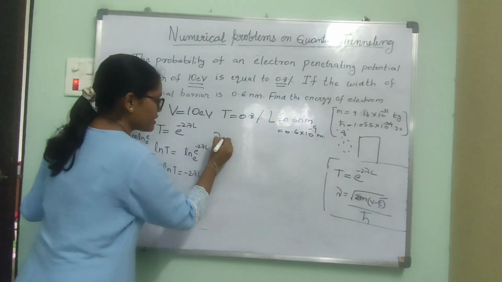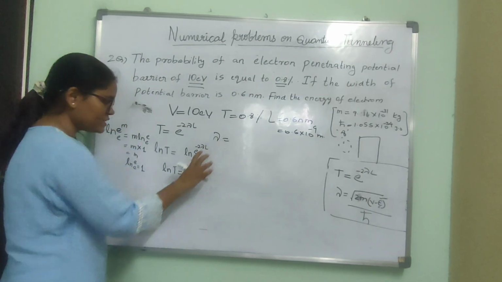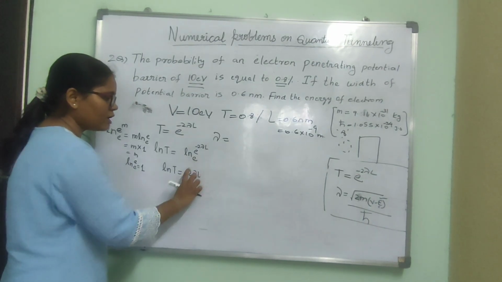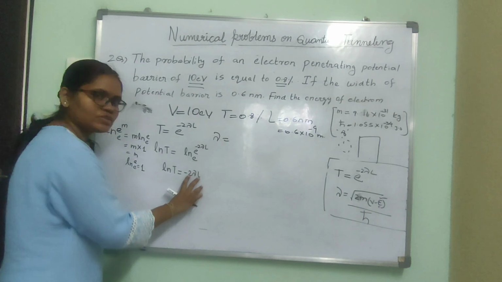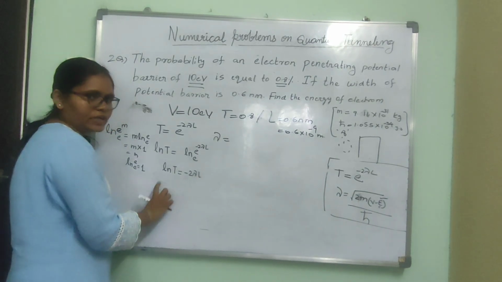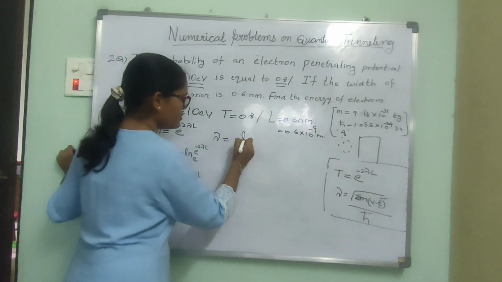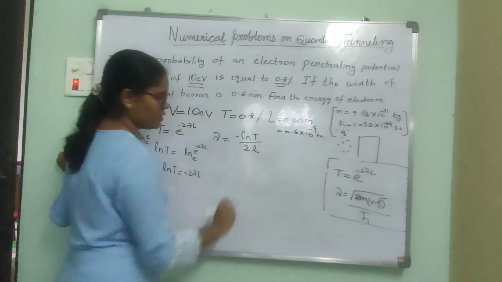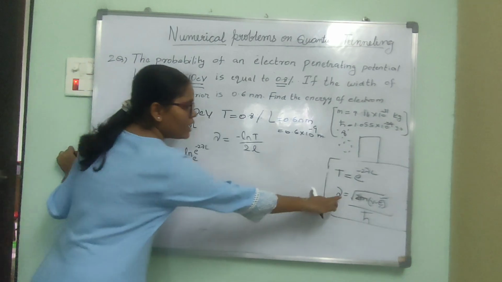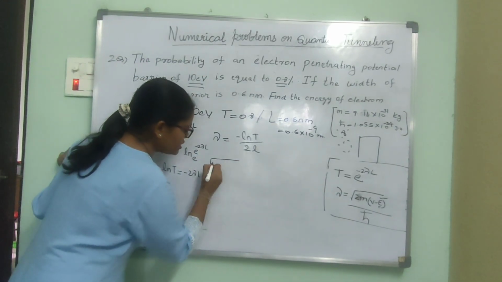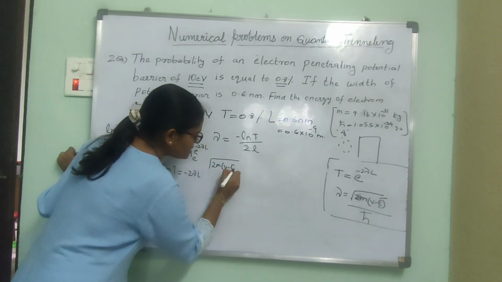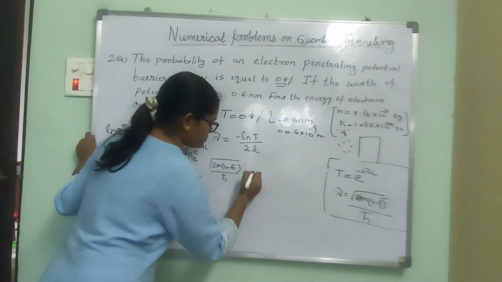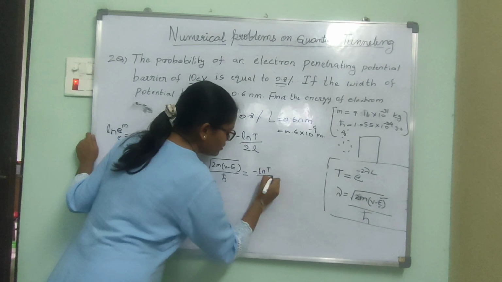First, we'll keep this gamma on one side and take this minus 2L to the other side. So what will we have? γ is equal to minus ln T by 2L. Now I'll expand this term. So γ is √(2m(V minus E))/ħ, which is equal to minus ln T by 2L.